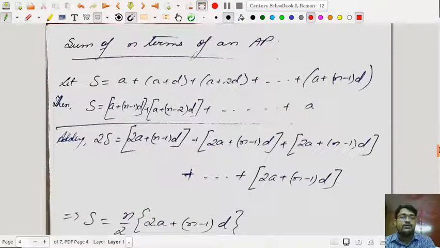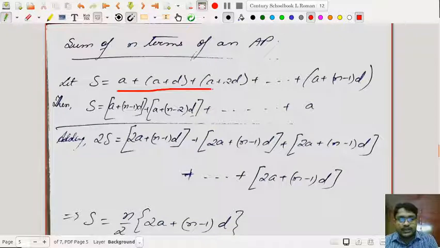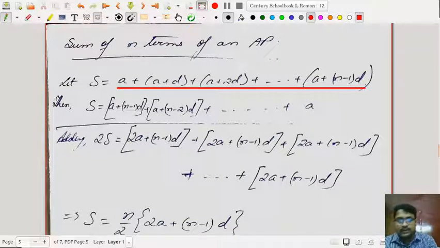Next is how to find the sum of n terms of an arithmetic progression. This is a very historical problem. This problem was given to the great mathematician Carl Friedrich Gauss, and he solved it in a very short interval of time.